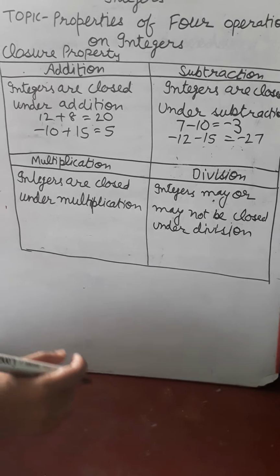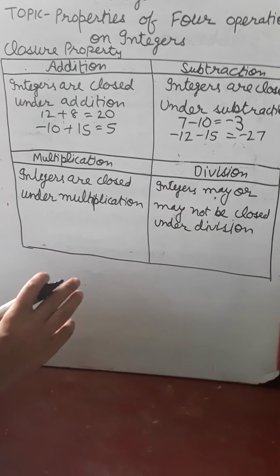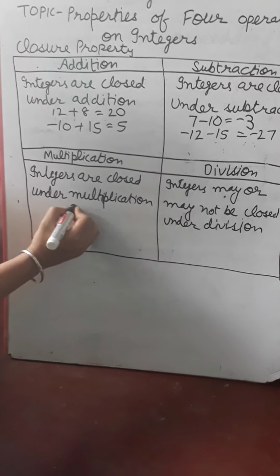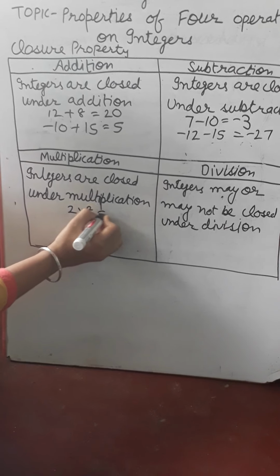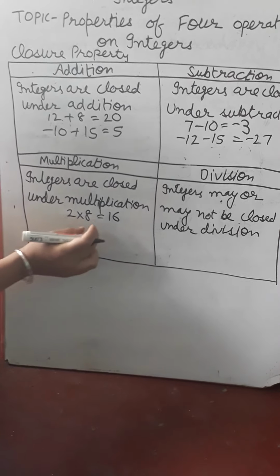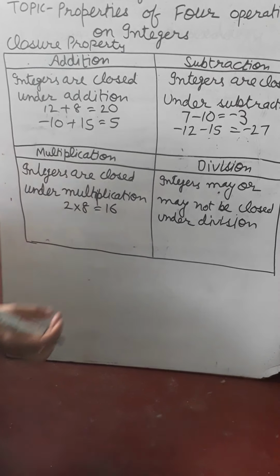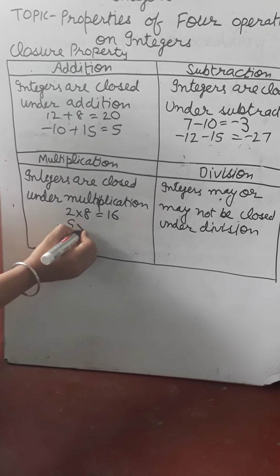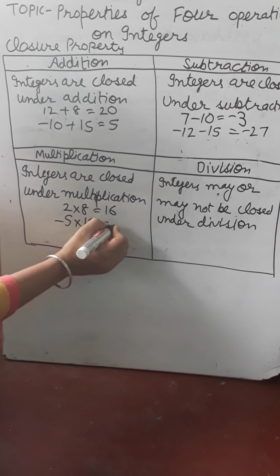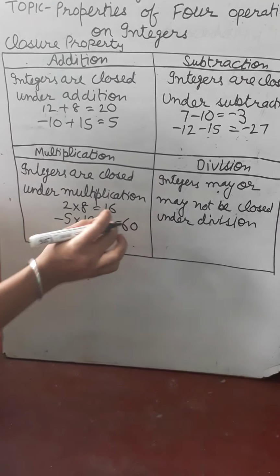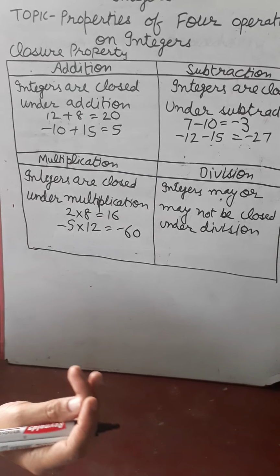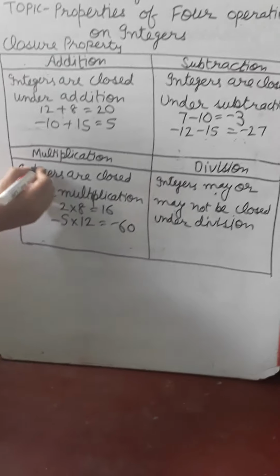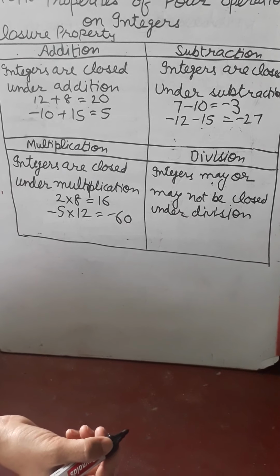Next we have multiplication. When we multiply two integers, we will get an integer. 2 is an integer, 8 is an integer. 2 into 8, 16 is also an integer. Minus 5 and 12, we will get minus 60. Minus 60 is also an integer. So integers are closed under multiplication.